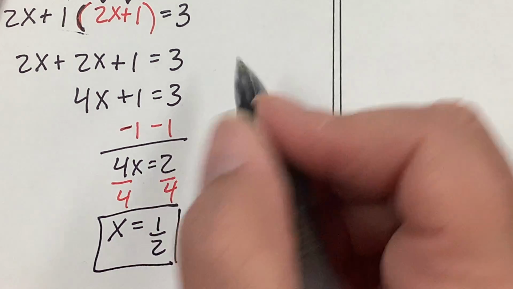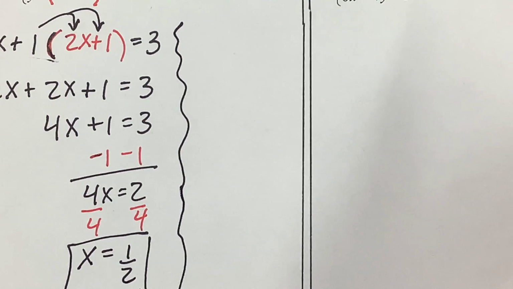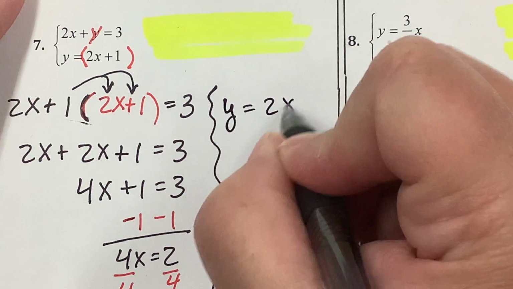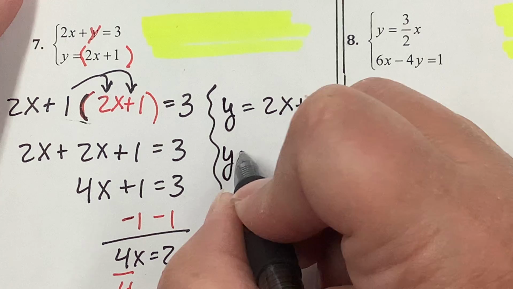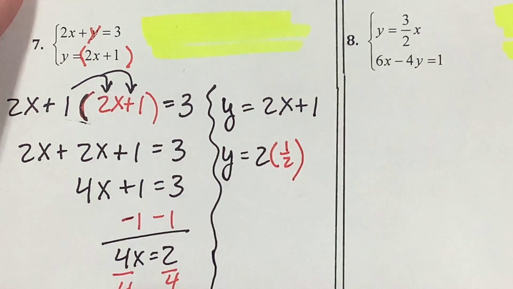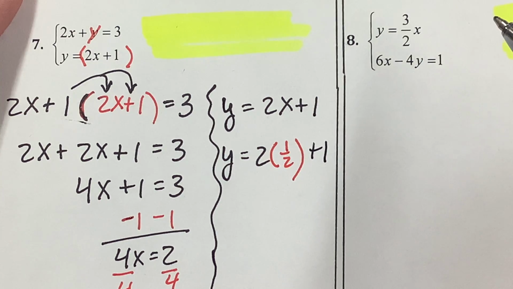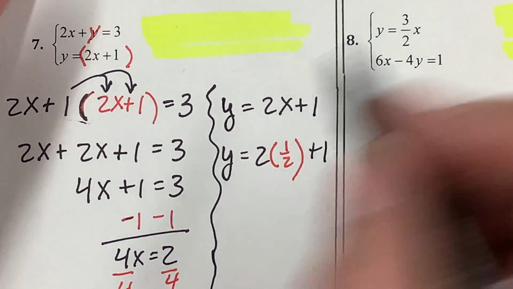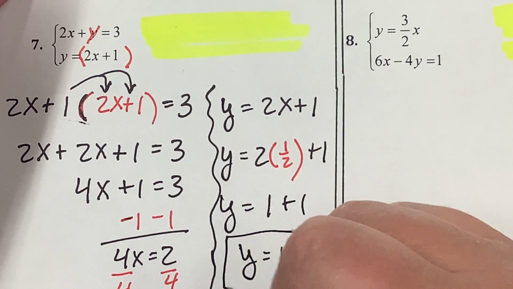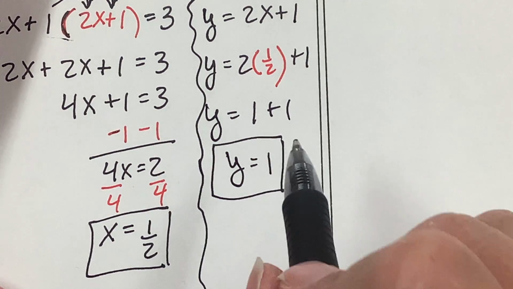Put a little box around it, and let's find y. Why? Because we have to. Use the one with the isolated variable. Y equals 2x plus 1. Y equals 2 times 1/2 plus 1. 2 times 1/2 is 1, because half of 2 is 1. So y equals 1 plus 1, y equals 1. Now you could have done it on a calculator, but really a half of 2, you can do that in your head. So 1/2, comma 1.